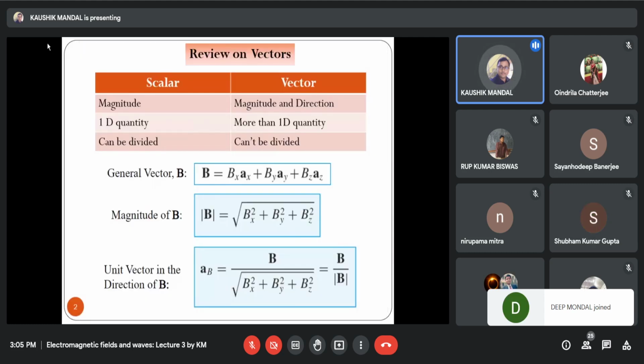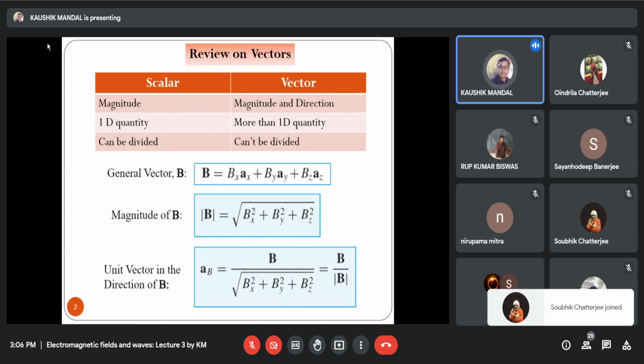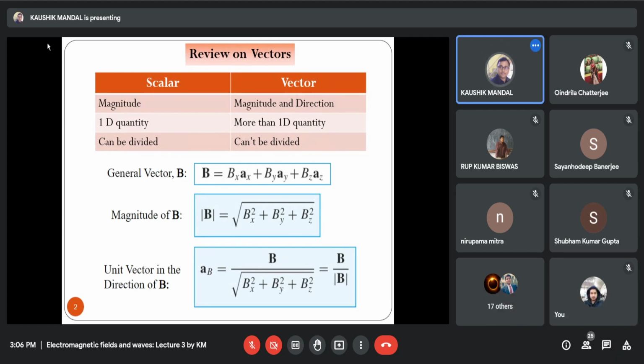Okay, so as a review on vector fields, we can start with this slide, because first of all we have to know what is a scalar quantity and what is a vector quantity. As you know, scalar means it has no direction, it has only magnitude, whereas a vector has magnitude as well as direction. And scalar means it is basically a one-dimensional quantity, but in case of a vector it is more than one-dimensional. Next point, a scalar quantity can be divided, but a vector cannot be divided.